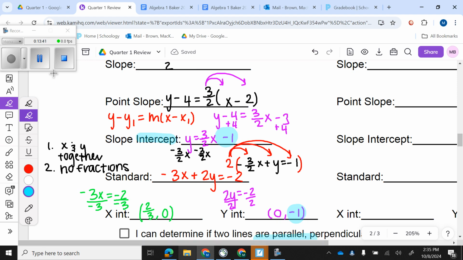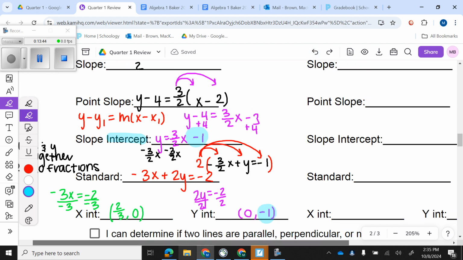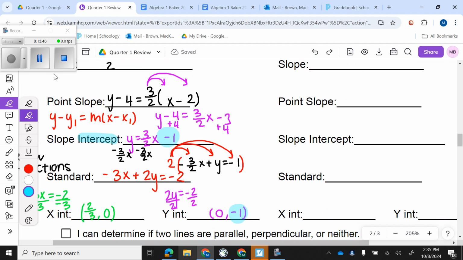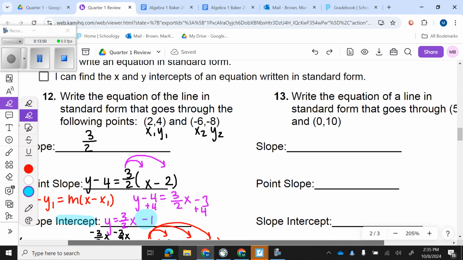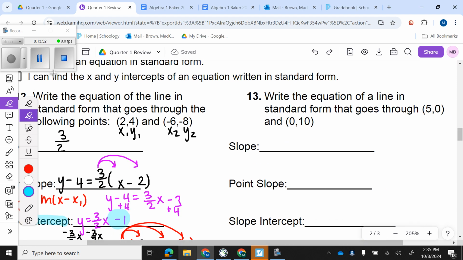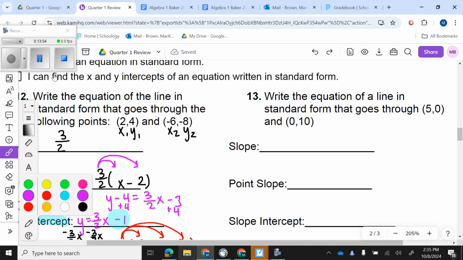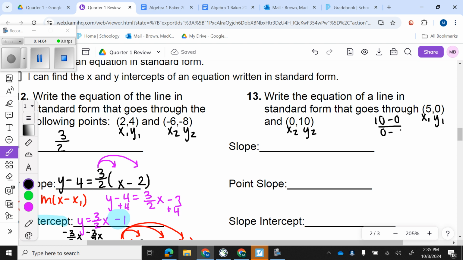All right, same thing over here, okay? I got to find my slope. I'm given 2 points, but they kind of wrote them in... Oh, never mind, they straight up gave it to me. Okay, so find your slope. First thing you need to do is label your points. x1, y1, x2, y2. So I'm going to have 10 minus 0 over 0 minus 5. You should get -2. So my slope is a -2.